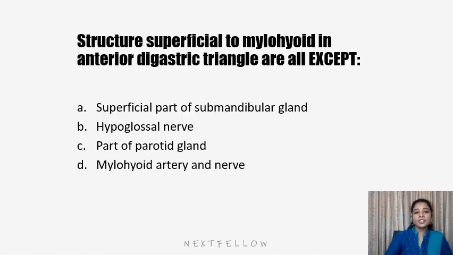Next, which of these are the structures superficial to mylohyoid in the anterior digastric triangle except. So the answer: we can see the superficial part of submandibular gland, it is superficial. Hypoglossal nerve is superficial. Part of parotid gland is not superficial to mylohyoid, it is in the posterior part. So answer is C. And mylohyoid artery and nerve are also not superficial to mylohyoid, they go deep to the mylohyoid. So answer is C and D.